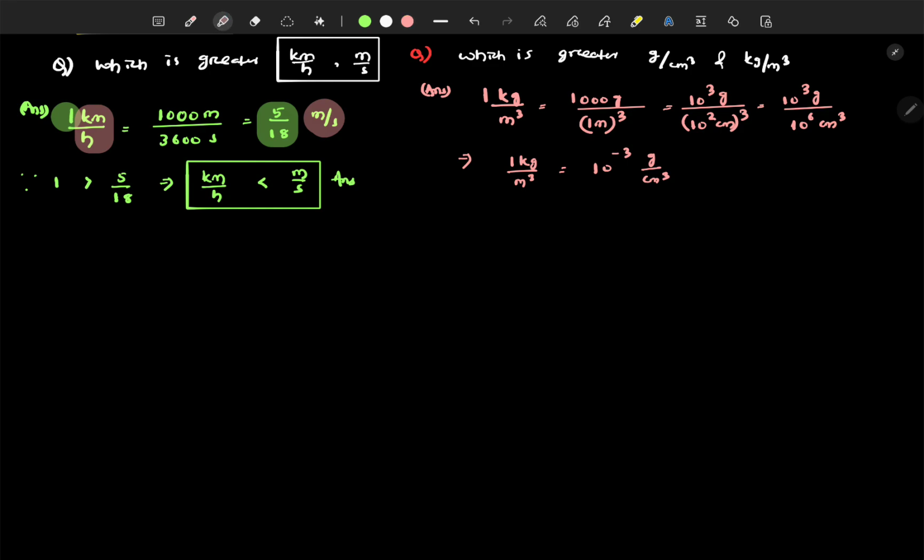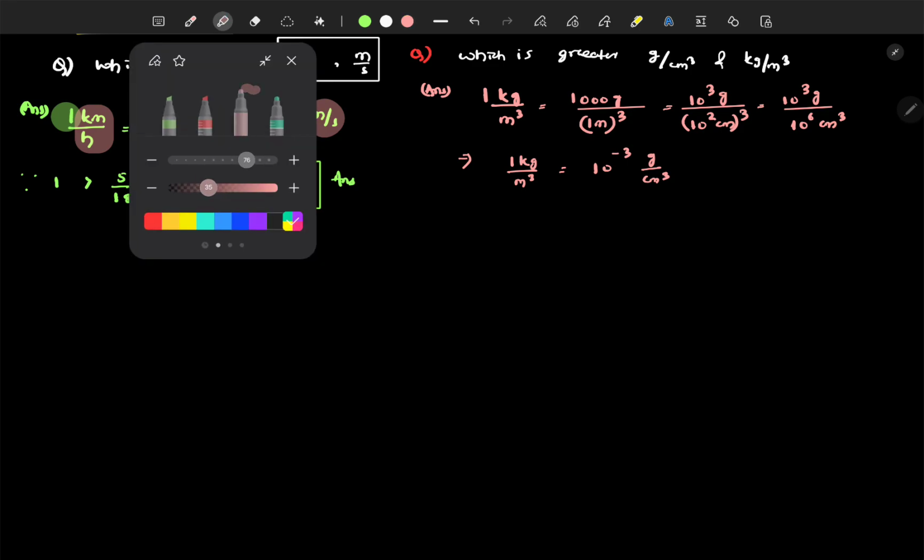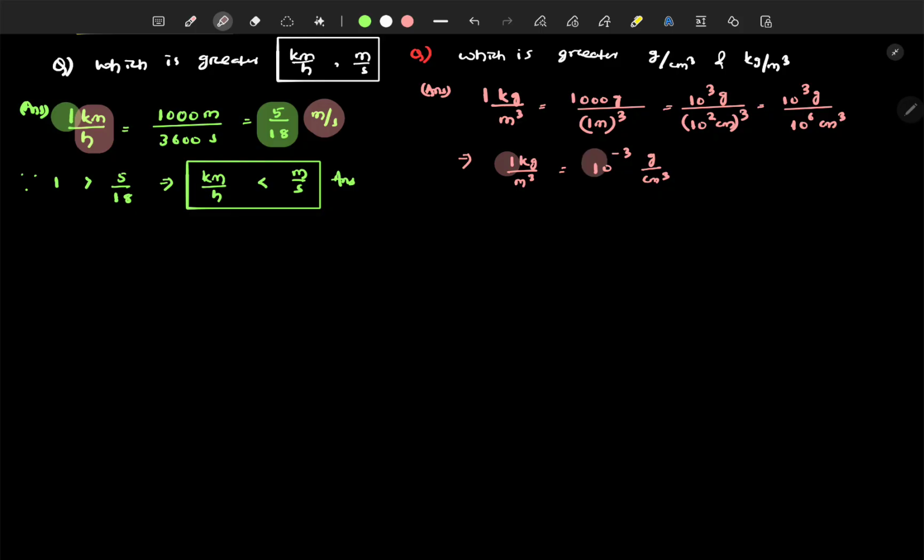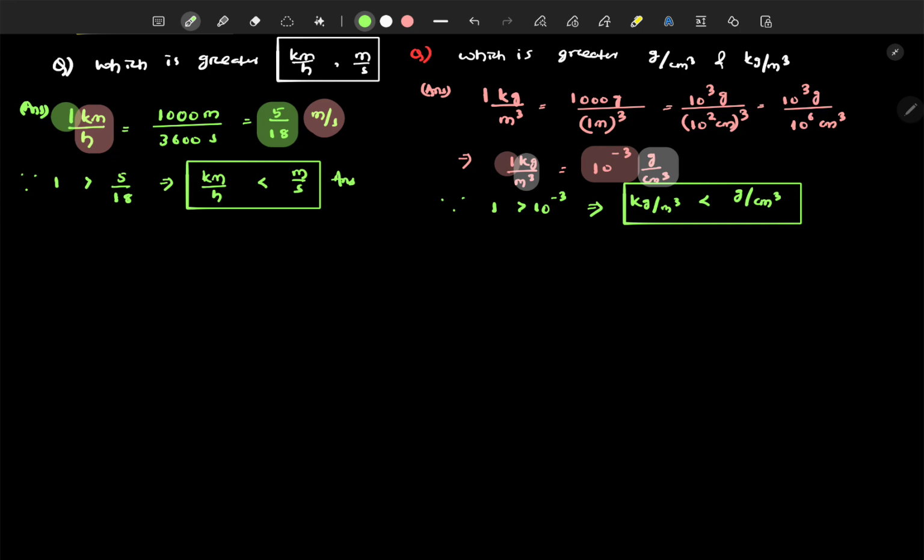From this relation we can say the numerical value is 1, the other numerical value is 10 to the power minus 3, and one unit is kg per meter cube, the other unit is gram per centimeter cube. Now we can compare easily. As 1 is greater than 10 to the power minus 3, the larger the numerical value, the lesser the unit. So kg per meter cube is less than gram per centimeter cube. So gram per centimeter cube is greater than kg per meter cube.